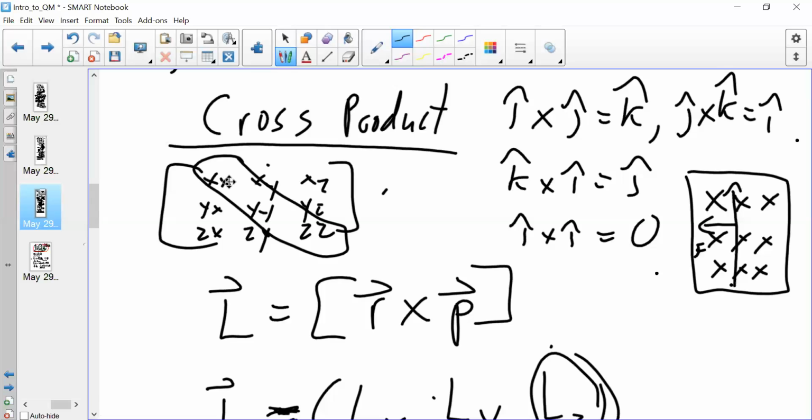So the xx values, the yy values, and the zz values are the only ones that matter. So this is what is known as diagonalization of a matrix. And when you diagonalize a matrix, basically you're saying the only values that really exist when you normalize a wave function are the values that are along the axes themselves.